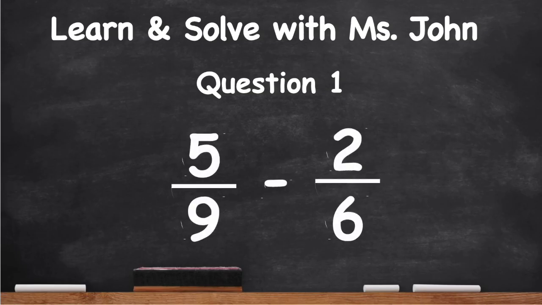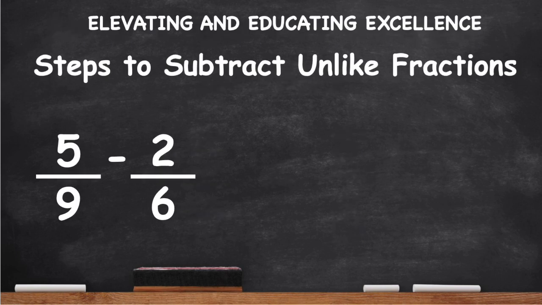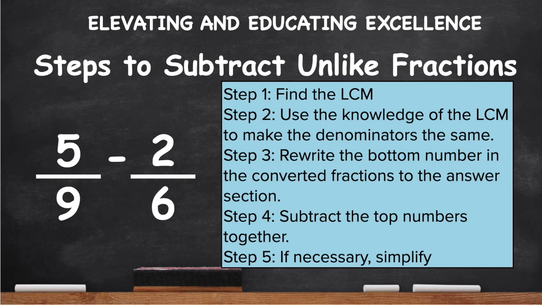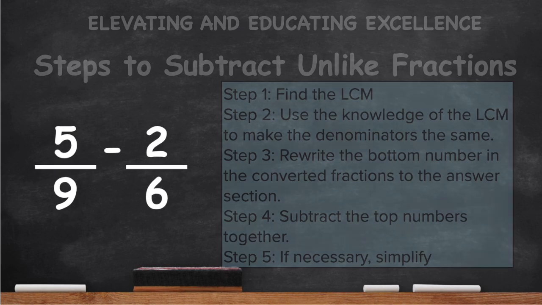Question number 1, we're going to solve 5/9 minus 2/6. Let's first go through the steps of subtracting unlike fractions. Step number 1, we're going to find the LCM. Step number 2, we're going to use the knowledge of the LCM to make the denominators the same. Step number 3, we're going to rewrite the number in the converted fraction to the answer section. Step number 4, we're going to subtract the top numbers together. Step number 5, if necessary, we're going to simplify.